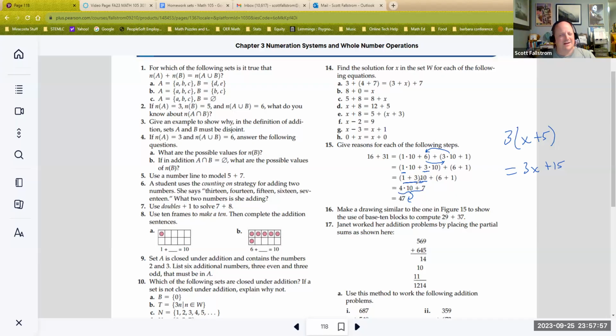This would be kind of not expanding it, but condensing it or moving it back into place value notation. So those would be the reasons for each of the steps. Each step does have a reason. So there we go. That takes care of 13.